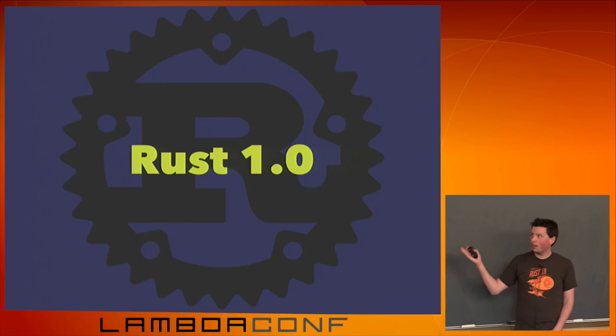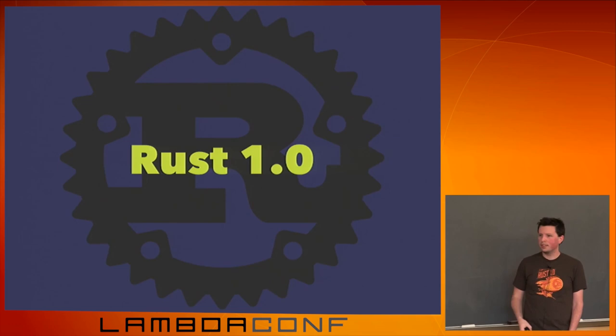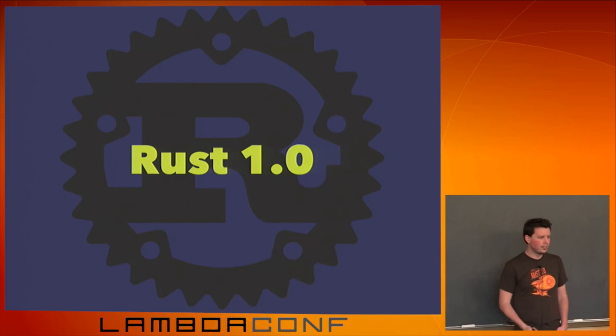But so that 1.0, what does that mean? That's the core language and the standard library stability guarantees. We know that code that compiles on Rust 1.0 is going to compile on Rust 1.1, which is going to come out 5 weeks from now. And then it's going to compile on Rust 1.2. And so on. We're on a 6-week train model, just like the browsers are, because that's apparently a great way to develop software that continues to work.